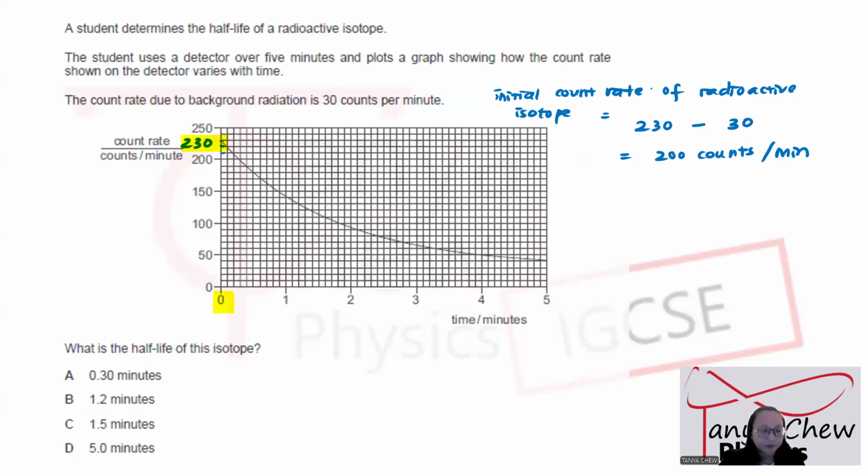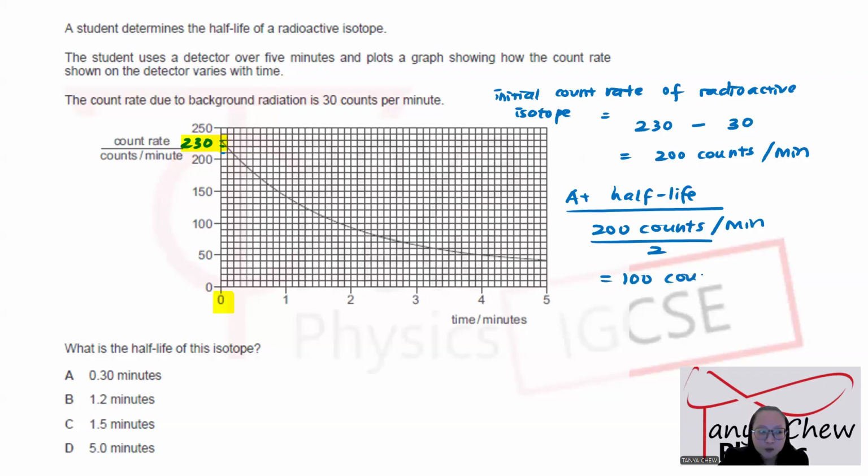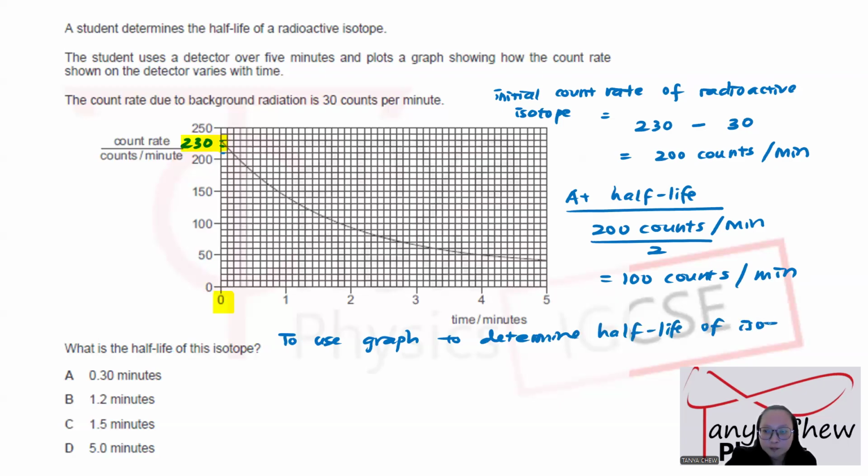Now, after that, what you do is that at half-life, the initial count rate must be halved, divided by 2. You get 100 counts per minute. To use the graph to determine the half-life of the radioactive isotope, you have to add back the background radiation, 100 plus 30. That gives you 130 counts per minute.